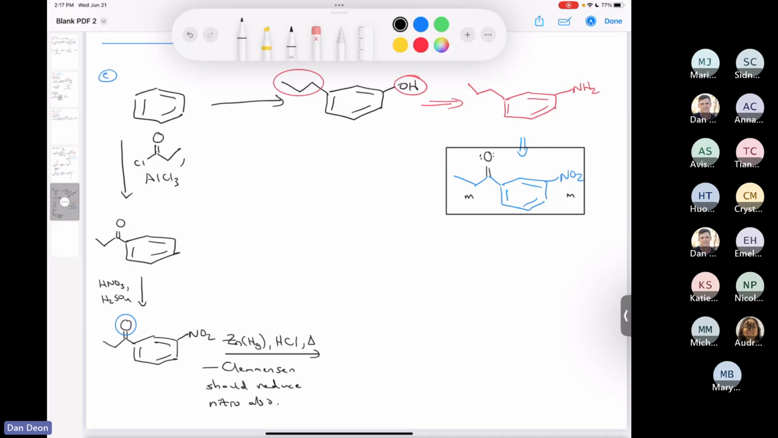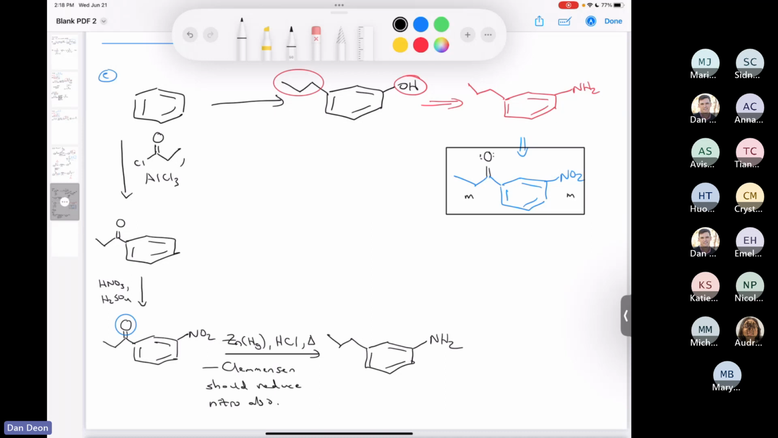If you had done it in 2 steps, like first you did the Clemmensen and then you did a reduction with iron and HCl, I wouldn't care, okay? It's totally fine. But our textbook says, well, you can kind of do a double whammy in this case. So I'm just going to do it the way he does it in the textbook, and that is to reduce both. So now we have the propyl group installed and we have the amine.